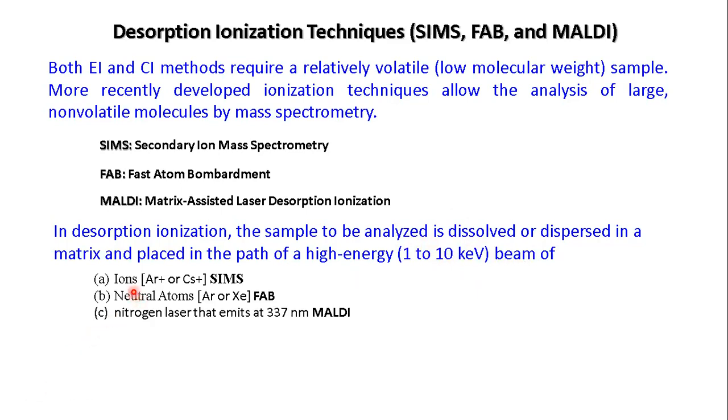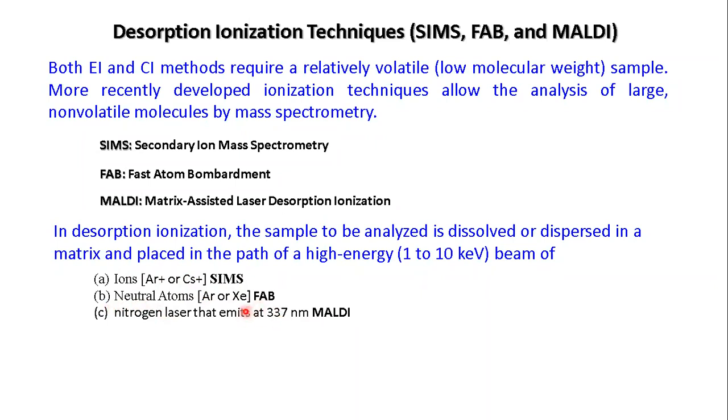One type of beam is the ion beam. The ions are argon or cesium cations. You can imagine the argon cation: argon is an inert gas, so generating a cation is not so easy. It is generated under certain conditions, and these cations are very reactive actually. This one we call SIMS, secondary ion mass spectrometry. Here argon plus or cesium plus is utilized.